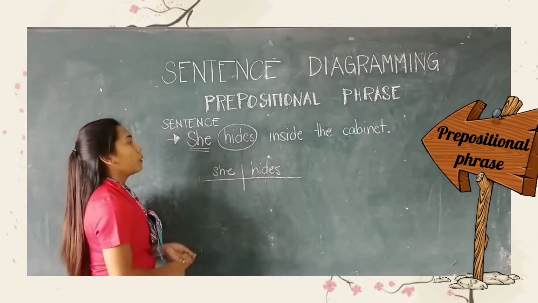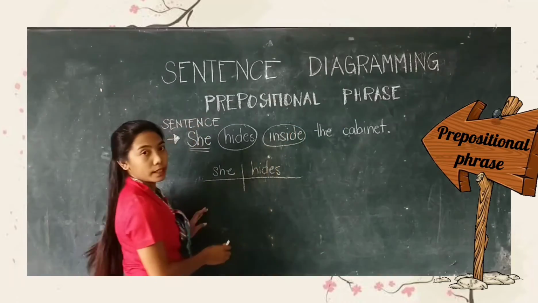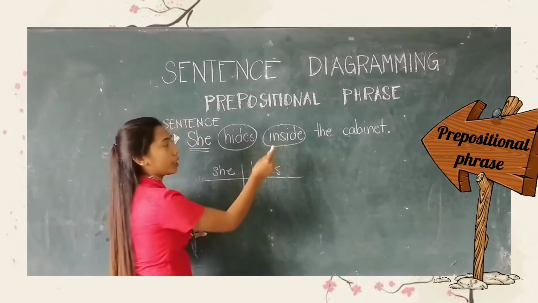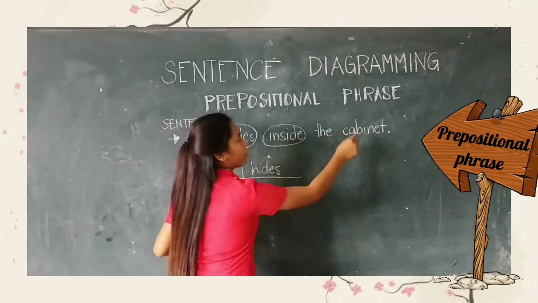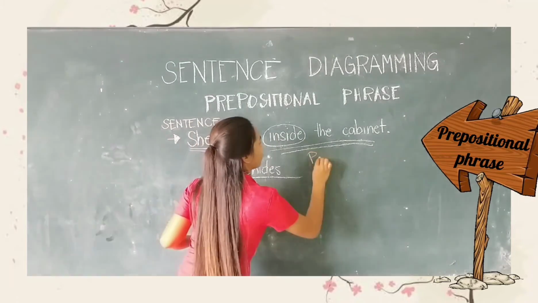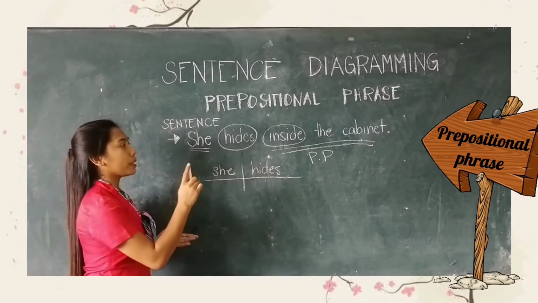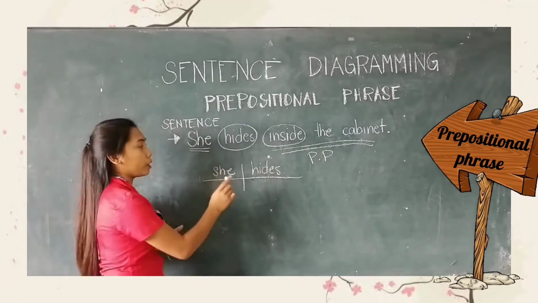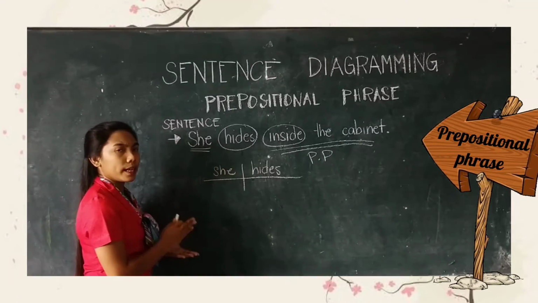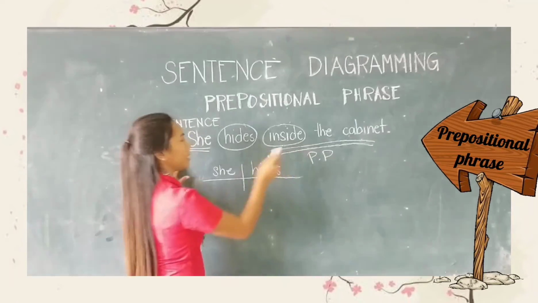So, have you noticed our preposition, which is inside? Therefore, as I said a while ago, if there is a presence of a preposition, the group of words is already considered as a prepositional phrase. So, we have to put it under the word it modifies or under the word it is connected to. So, what is that word in this sentence? She hides inside the cabinet.